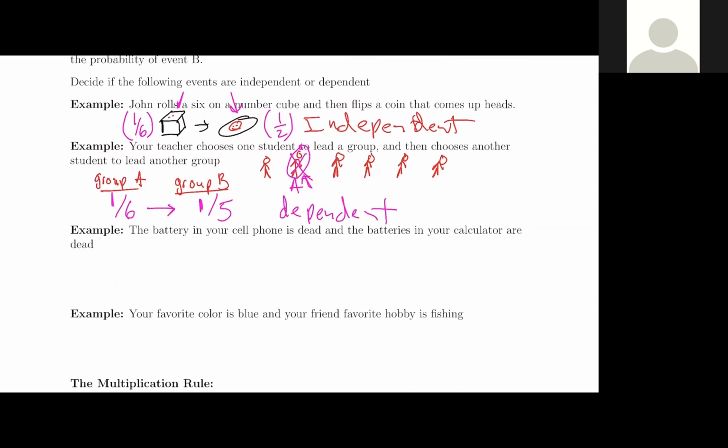Thank you. All right, so let's try the third one. For the third one, it said the battery in your cell phone is dead and the battery in your calculator is dead. So here, let's draw a cell phone. That's my best cell phone. So the cell phone is dead, and then your calculator is also dead.